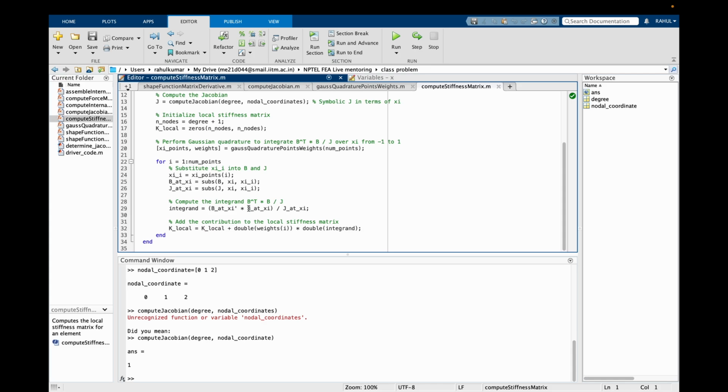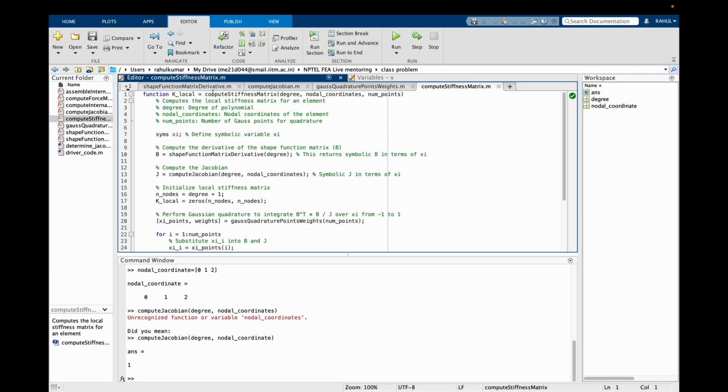Now for each point, if it is only a linear function, or it is a quadratic, the number of points will increase based on that. If it is a linear element, you will only get 2 points and 2 weights, so this loop will run 2 times. But when it is a quadratic, then this loop will run more times, and it will add with the previous one. Now we will see how to compute that stiffness matrix, based on degree, number of points and nodal coordinate.